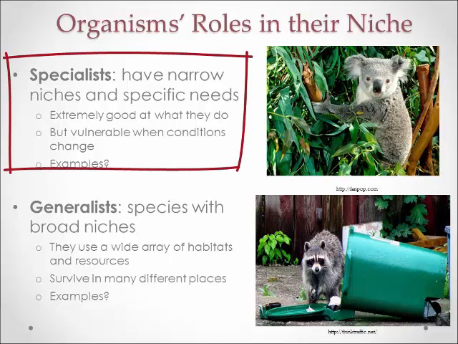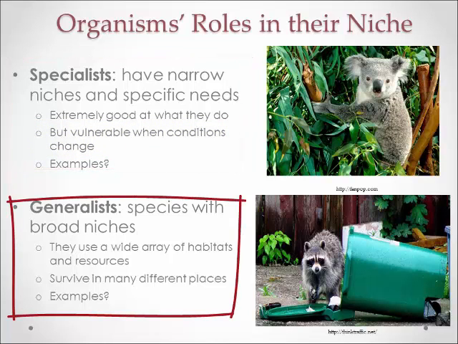Specialists are species that have narrow niches and very specific needs. They are highly adapted for their habitat and thus extremely good at what they do. However, because they are so well adapted for such a specific environment, they are very vulnerable to changes to their habitat. A koala bear is a great example of a specialist.